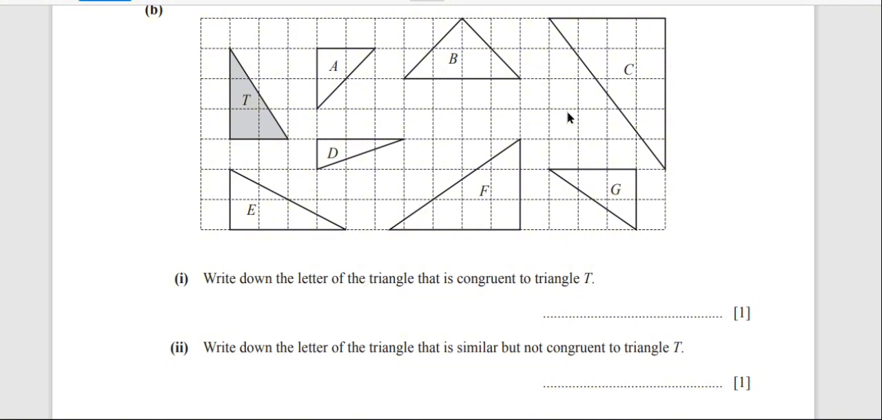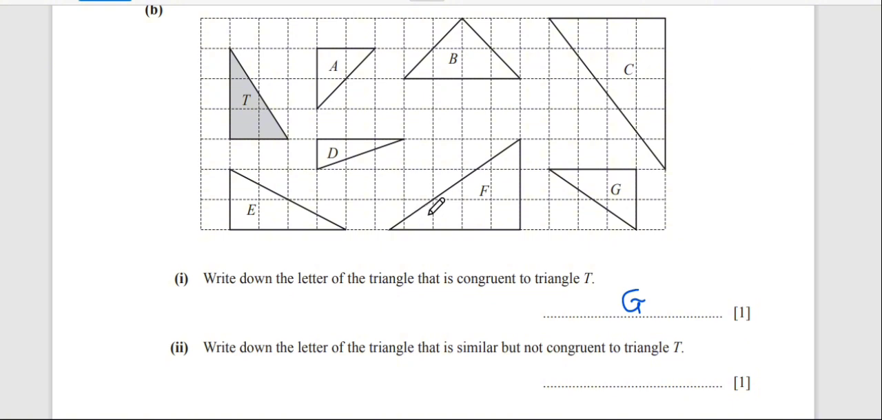So this one is 1, 2, 3, 4, and 1, 2, 3, 4, 5. So this is 4 by 5. And this one is 3 by 4.5. And this one here is 2 by 3. So you can see that it's only G that is the same shape as T, despite being turned differently, but they are the same in measurement. So they are congruent. So the shape we have is G.